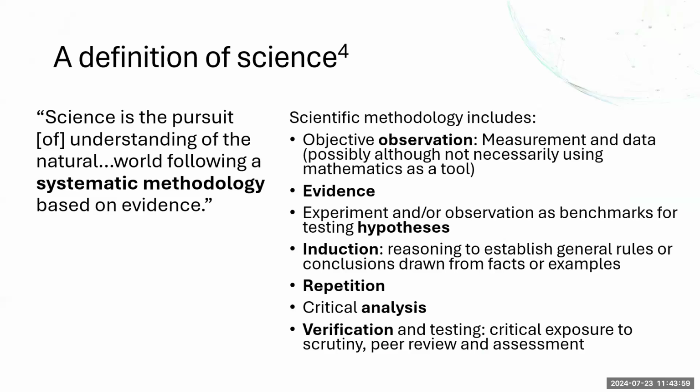First, what is science? I found this definition pretty practical. Science is the pursuit of understanding of the natural world, following a systematic methodology based on evidence. So, why do we do science? To understand. To understand what? The natural world. How do we do this? By following a systematic methodology, or a formal process, in other words. What kind of methodology? Well, that's answered by this list on the right.